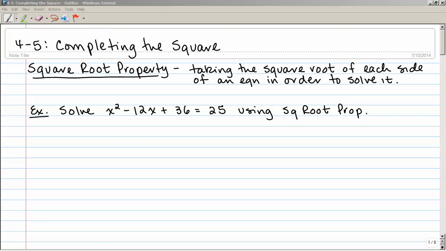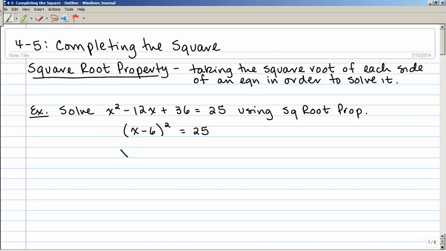Solve x squared minus 12x plus 36 equals 25 using the square root property. So what I need to recognize first is that this trinomial to the left of the equal sign is indeed a perfect square trinomial. X squared is a perfect square, 36 is a perfect square, 6 and 6, and 12, this negative 12 in the middle, is 2 times x times 6. So this can actually be factored into x minus 6 squared. A minus because there's a minus in front of the 12.